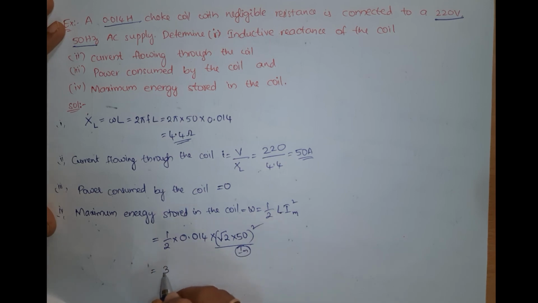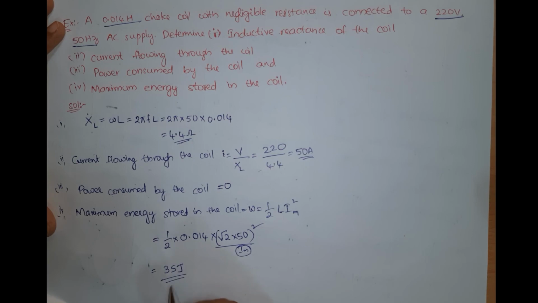So the solution comes, if you calculate it, you'll be getting 35 joules. So this is the procedure of calculation for the analysis of a purely inductive AC circuit. So hope you have understood. Thank you.